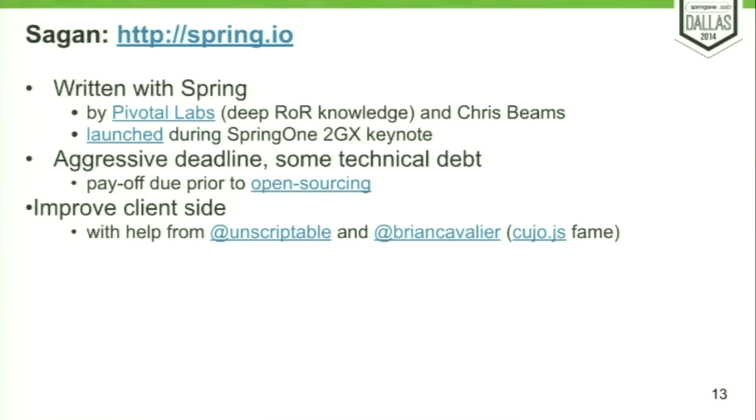And this was done also with the help of John Hann and Brian Cavalier, who you may know from the cujo.js umbrella or set of projects. They're basically JavaScript developers. That's what they do day in, day out. That's where their minds are. And they are here. They'll be talking about Rave.js after this talk. So definitely take a look at that.